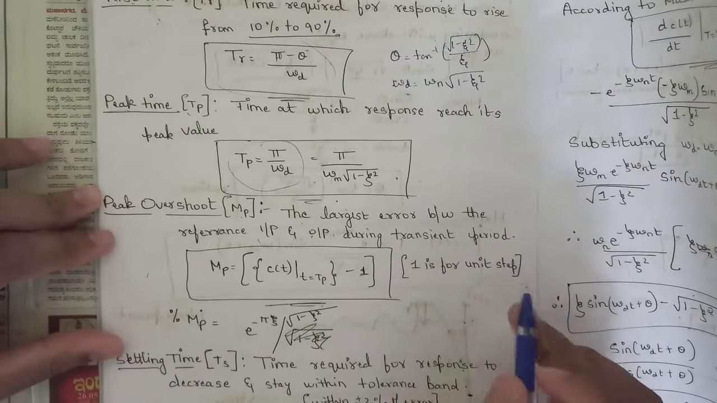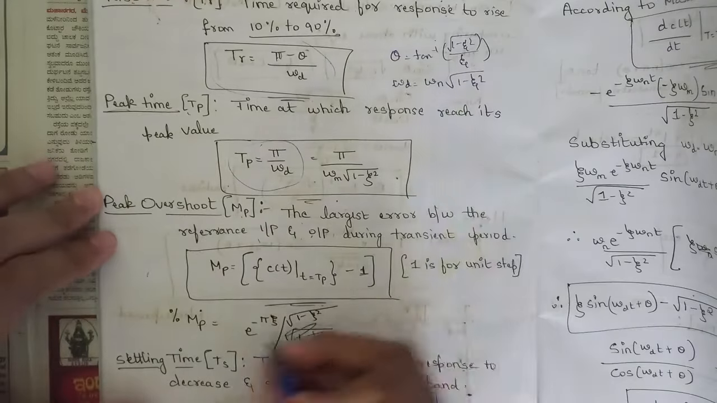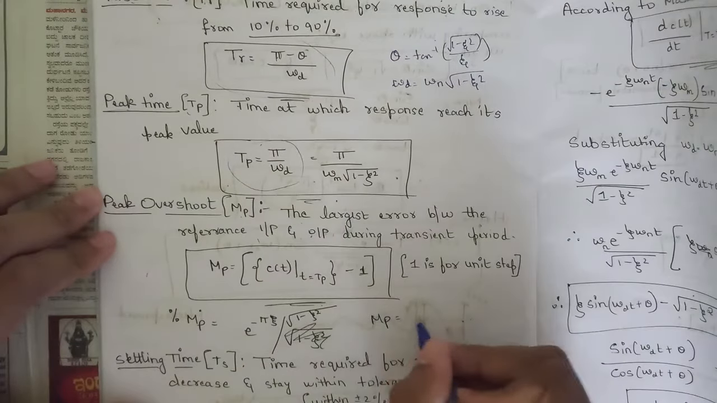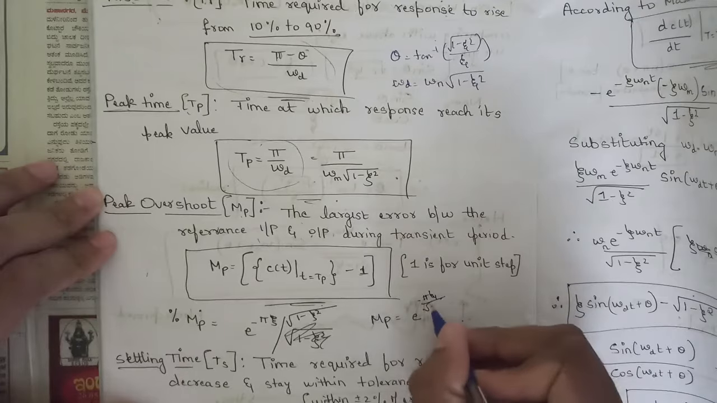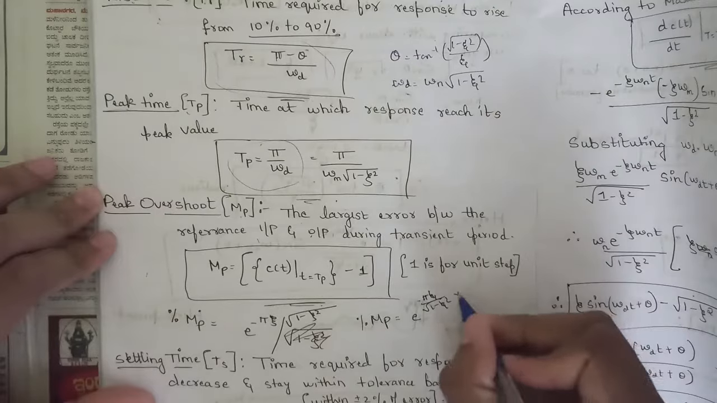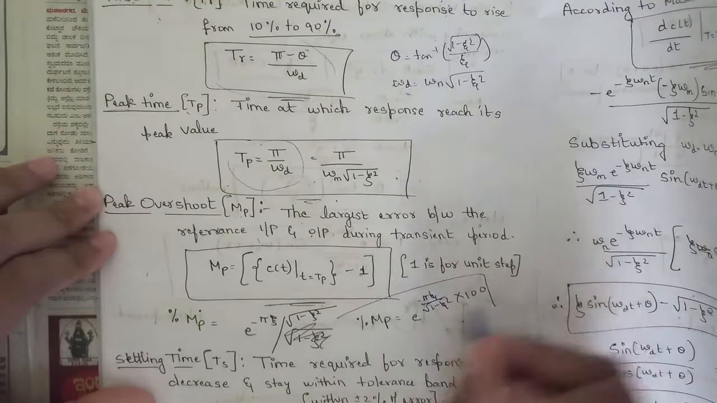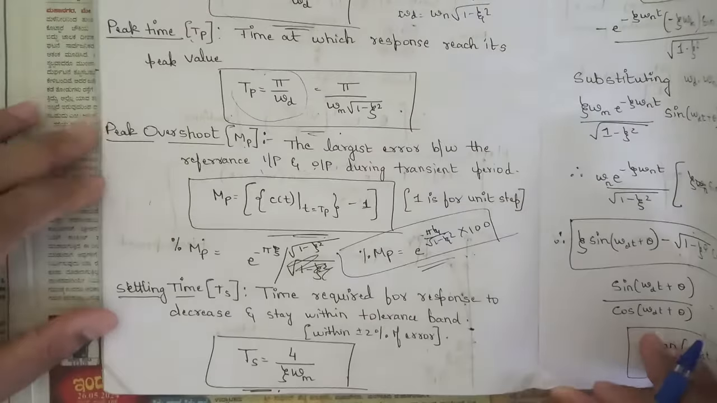Whenever we have any unit step signal, we know that the value of the amplitude is 1. So in general, the value of MP is equal to e to the power of minus pi zeta divided by square root of 1 minus zeta square. If you want its percentage, we need to multiply by 100. This expression we are also going to derive in the next session.